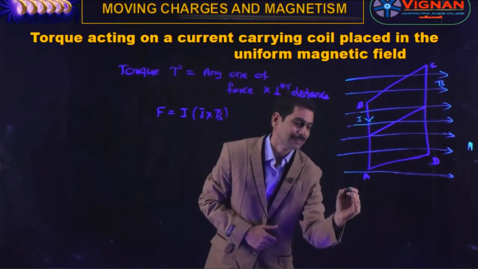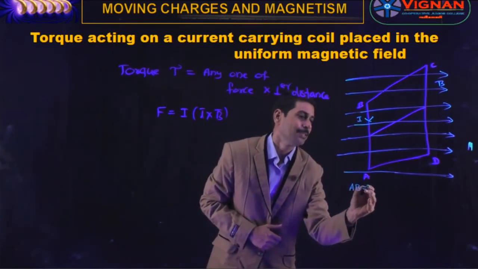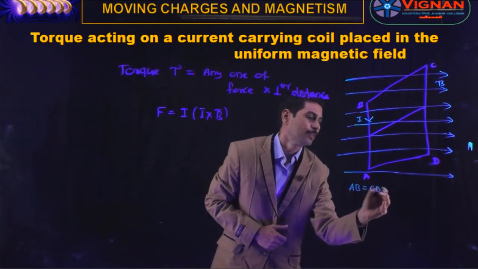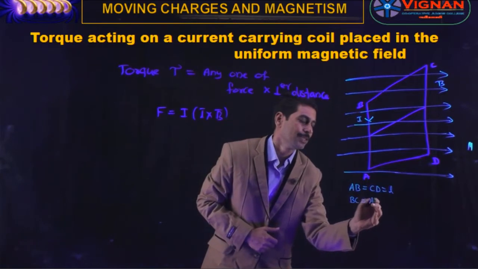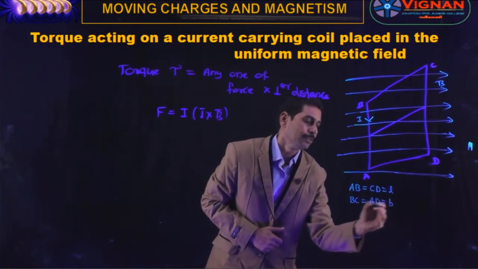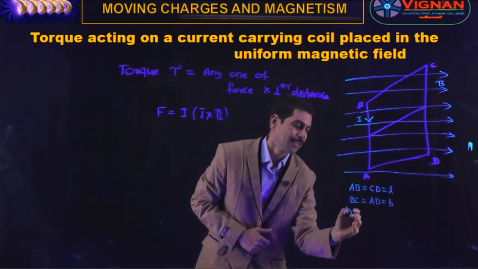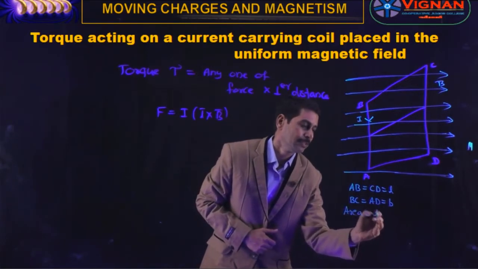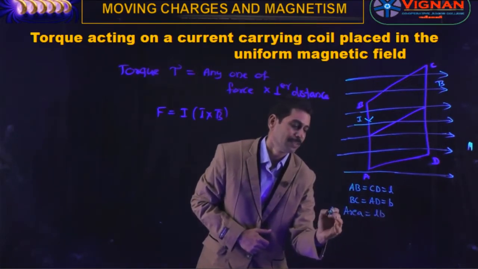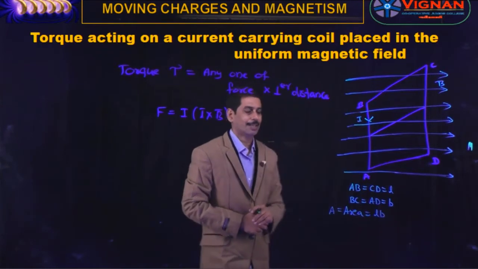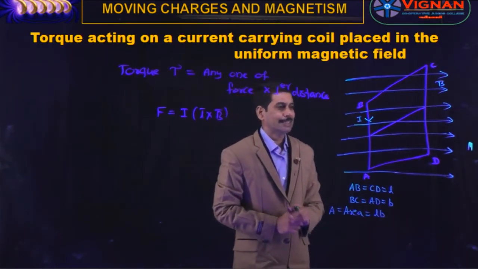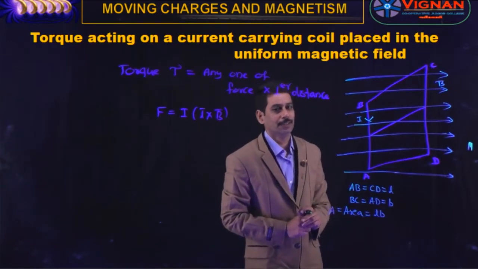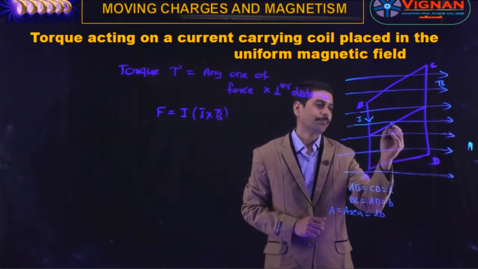Let us consider the length of the rectangle as AB is equal to CD is equal to L, and the breadth of the rectangular coil BC is equal to AD is equal to B. From that we can find the area of the rectangle: area A is equal to length into breadth, that is LB. And let theta be the angle made by the normal to the inclined plane with the magnetic field.